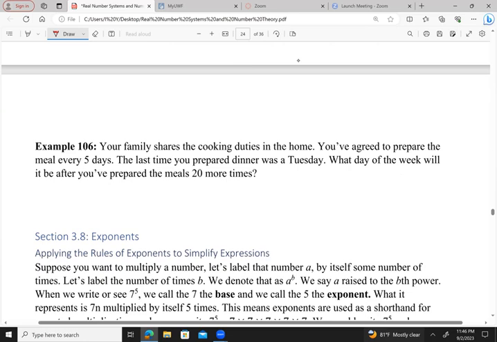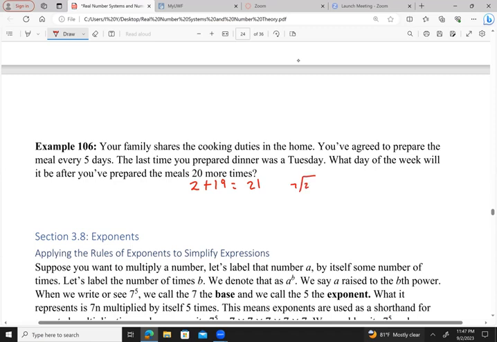So your family shares the cooking duties in your home. You've agreed to prepare a meal every 5 days. The last time you prepared dinner was Tuesday. What day of the week will it be after you've prepared the meals 20 times? So if we call Monday day 1, Tuesday is day 2. That's the first time we did it. So to do it 20 times, we're going to add 19 more. So that's going to give me 21.